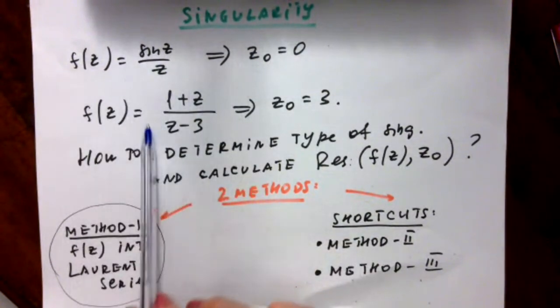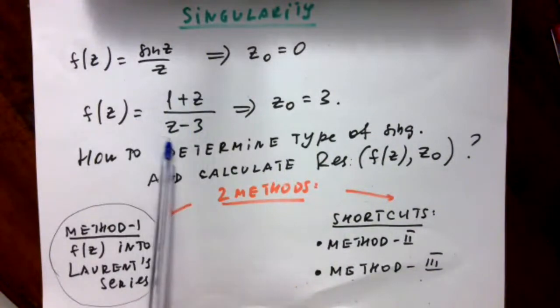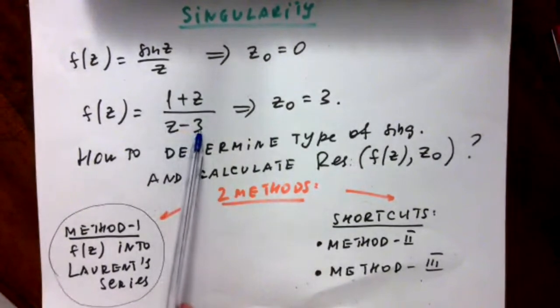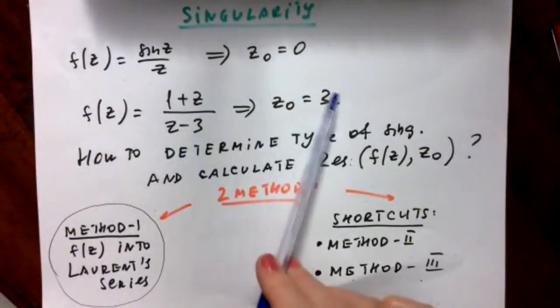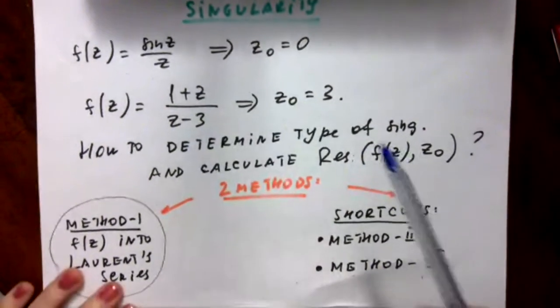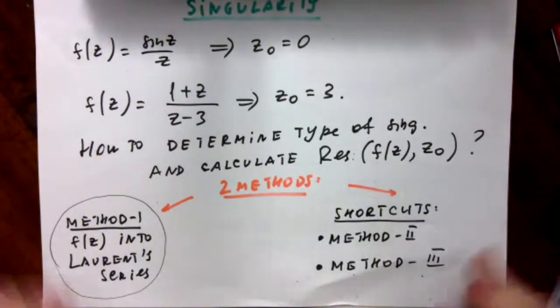The same reasoning could be applied to this function. You can see that this denominator turns into 0 when z is equal to 3. This means that 3 is the point of singularity for our function. And the problem here in complex variable theory is that you need to determine the type of singularity and calculate the residue of the function in this point of singularity. How can it be done?